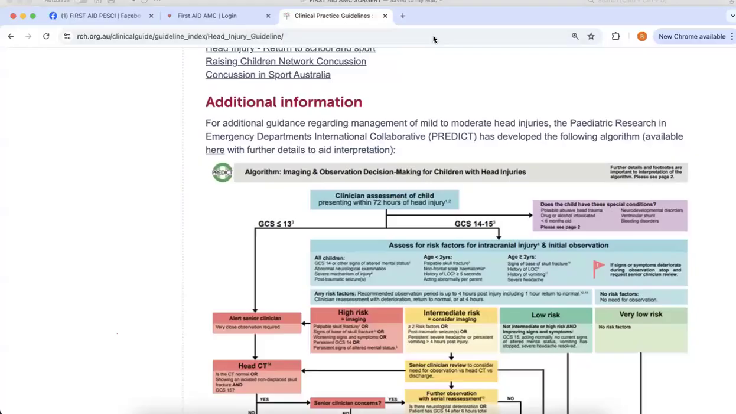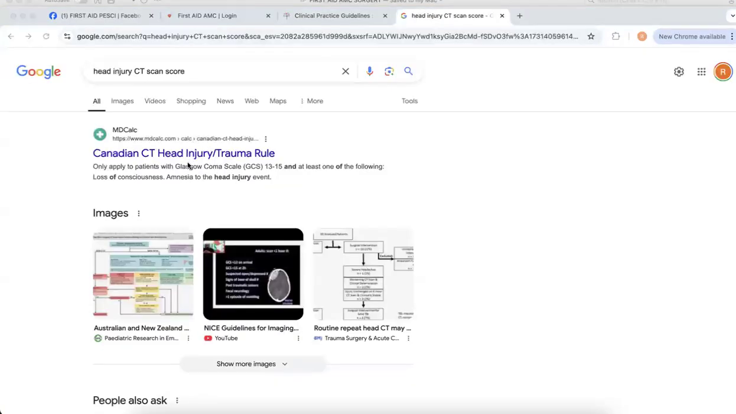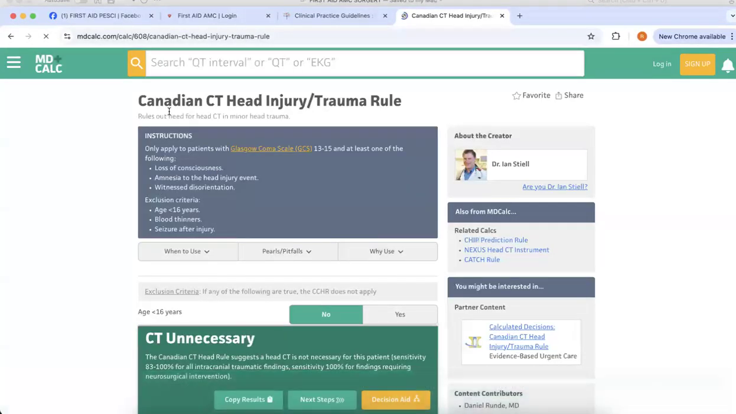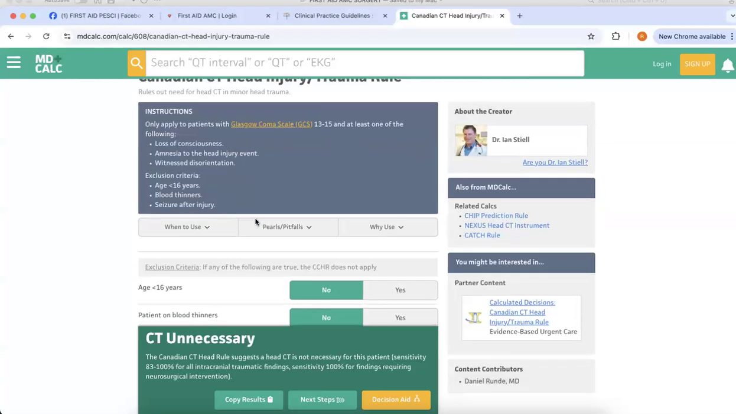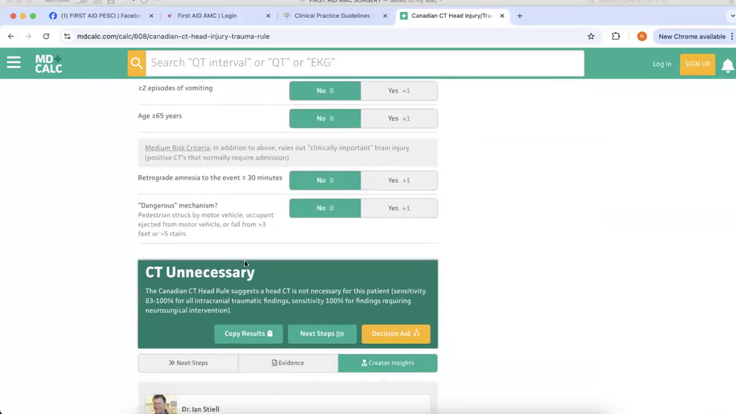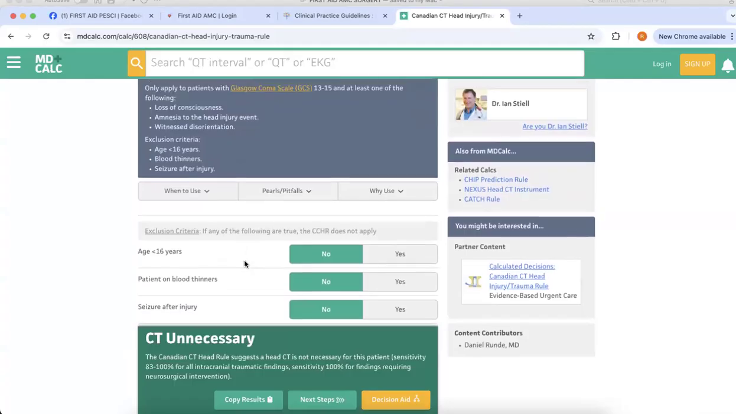Now, sometimes as a quick thing, we use this one in hospital setting a lot. It's called the Canadian CT head injury or trauma rule, which gives us some of the ideas. So there are all of these, and what we do is just apply this.